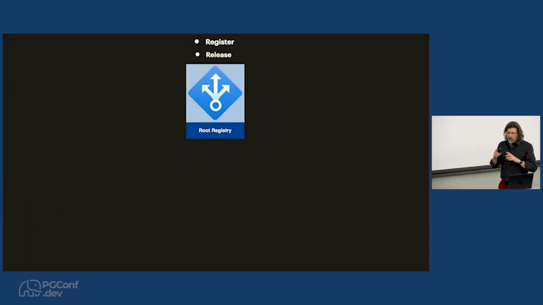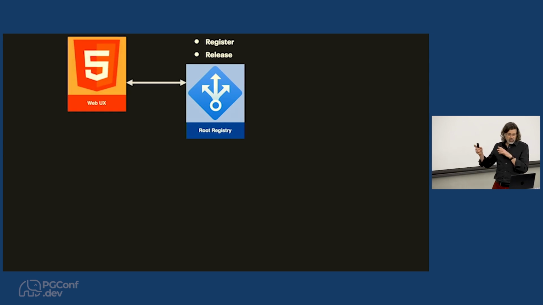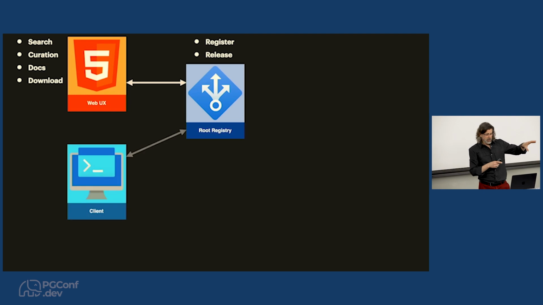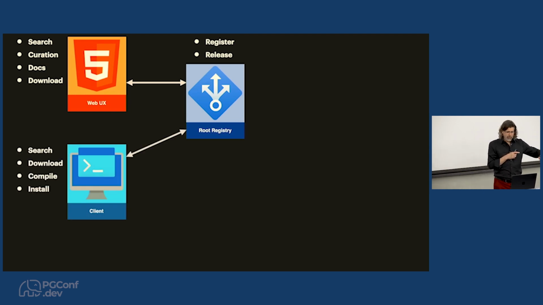So the architecture I'm envisioning to meet these needs is to have a root registry at the center where authors register and release their extensions. We have the website that is the one place to go for people to look things up. They have search, curation, docs, and download. They have the command line client that does much the same on the command line. And these are very much based on what's in PGXN today.